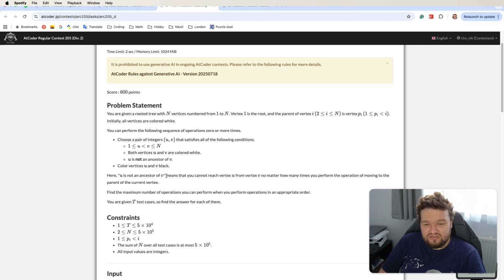Here, U is not an ancestor of V means that you cannot reach vertex U from vertex V no matter how many times you perform the operation of moving to the parent. Find the maximum number of operations you can perform when you perform operations in an appropriate order. Surely the order doesn't matter.